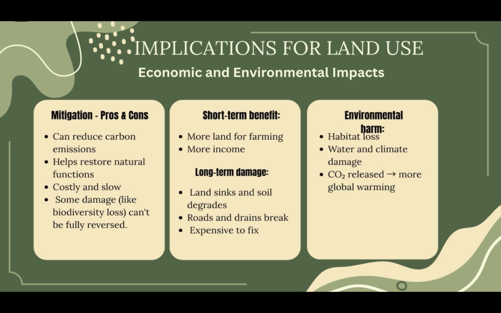Now, what happens when we dry peatlands? At first, it seems helpful. More land for crops, more income. But over time, the land shrinks and sinks, damaging soil, roads, and drainage systems. Fixing this is expensive. Farmers face higher costs to keep the land usable. Environmentally, it is worse. Habitats are destroyed, biodiversity declines, and carbon dioxide is released, which speeds up climate change. So short-term gain often leads to long-term loss for both people and plants.